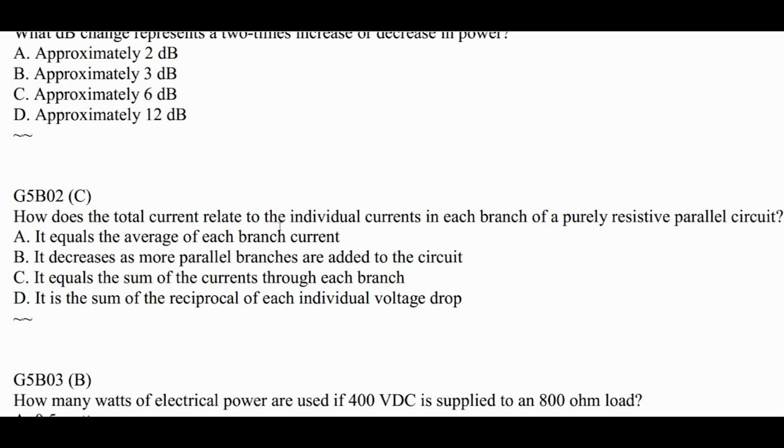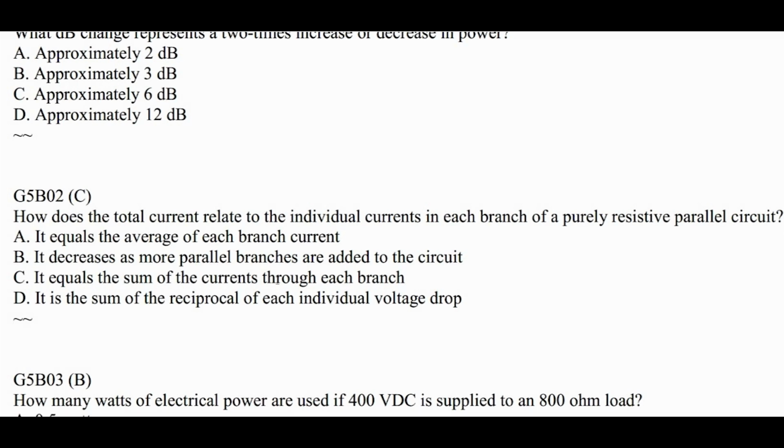G5B02. How does the total current relate to the individual currents in each branch of a purely resistive parallel circuit? And the answer is it equals the sum of the currents through each branch. This is a confusing question. Basically, it's saying it's a purely resistive parallel circuit. What does the total current equal in terms of the parallel circuit? And it's C, it's the sum or the addition of the currents through each branch.